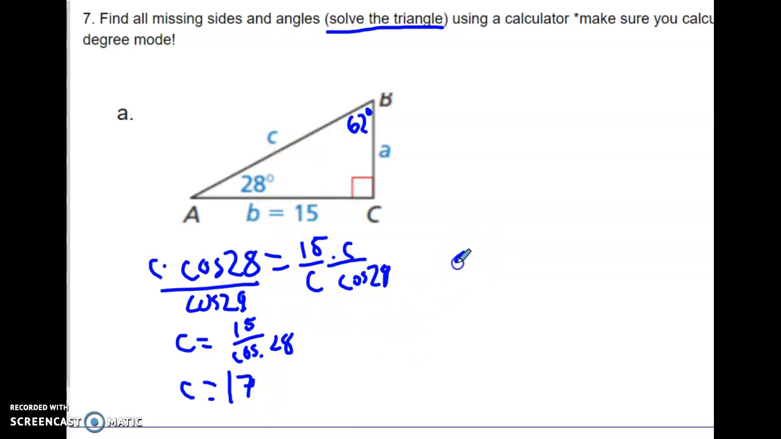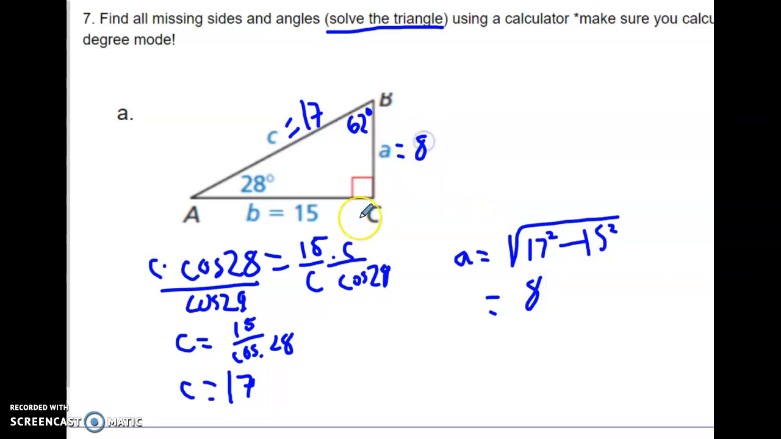Now we just need to find A, and you could do it using trig functions, or I recognize that we know this is 17 and this leg is 15. I like the Pythagorean theorem. So I know that A is the square root of 17 squared minus 15 squared. That looks pretty simple to me, so I put that in my calculator, and I get A is approximately 8 units. So there, I've solved the triangle. I found all 6 pieces, the 3 sides and the 3 angles.